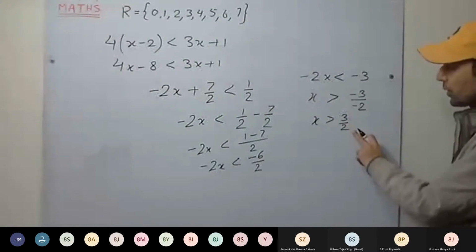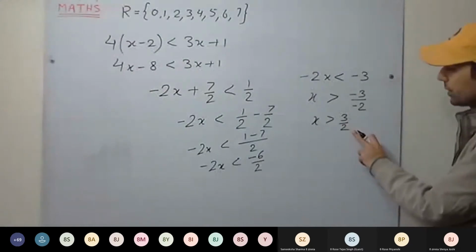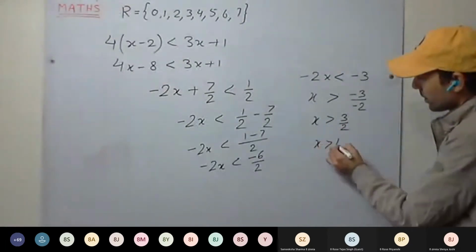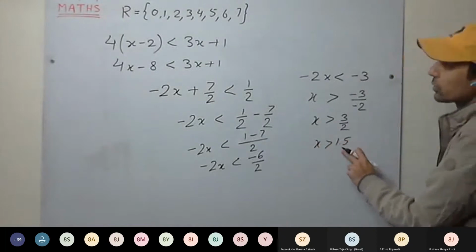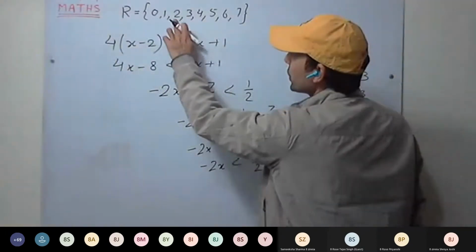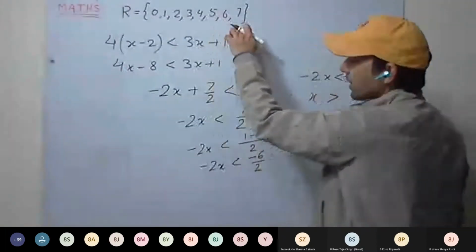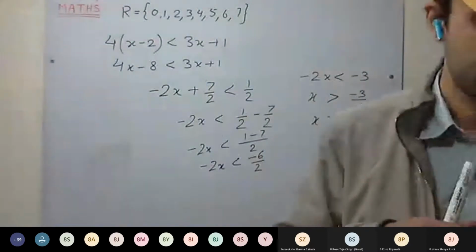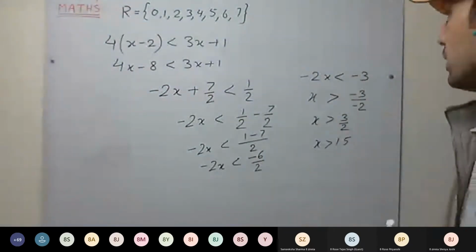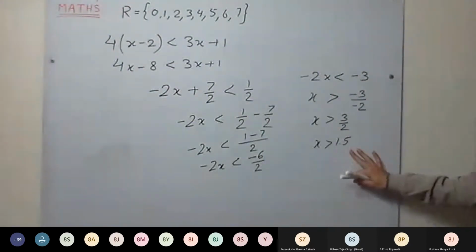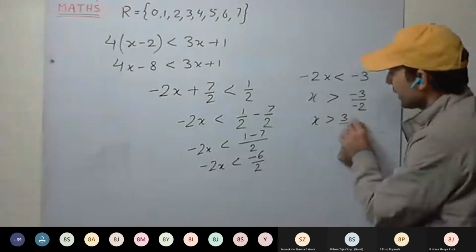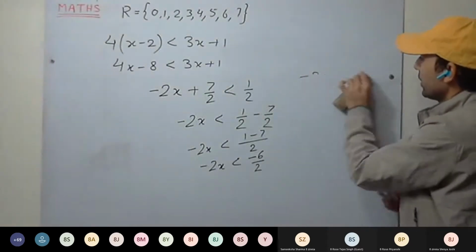3 by 2 is how much? 1.5. So greater than 1.5 is what? 2, 3, 4, 5, 6, 7. Understood? Understood this question? Okay. Now try second question, first part.